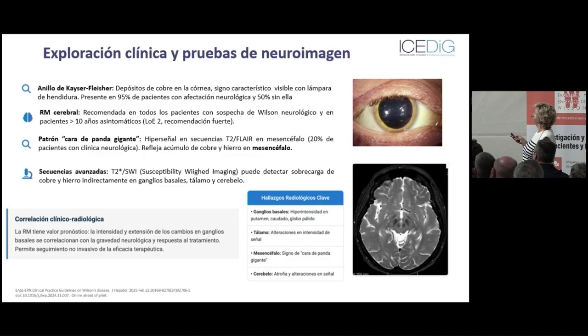Other tests need to be run always, as you know. This characteristic ring to the copper deposits. It's the Kayser-Fleischer ring. It is present in 95% of patients with neurological involvement, and it improves or is resolved with treatment, but it is a parameter that allows for follow-up.